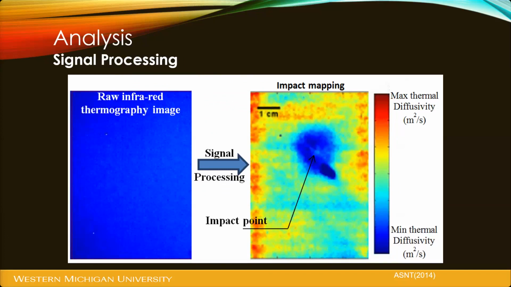Here's another example. There's a raw infrared image on the left, and then a signal processed image on the right. In this case, this was a signal process designed to bring out differences in diffusivity. So the damage causes more or less diffusivity in different areas. And so that's what this minimum to maximum is, this is a diffusivity scale rather than a temperature scale over here on the right. How well the thermal energy transfers through the part.